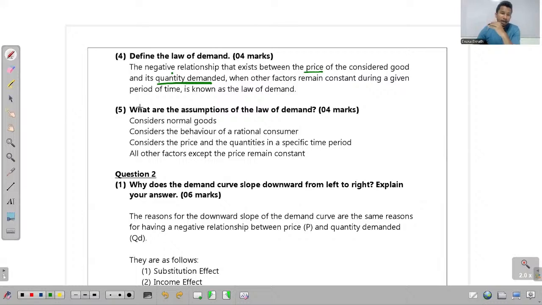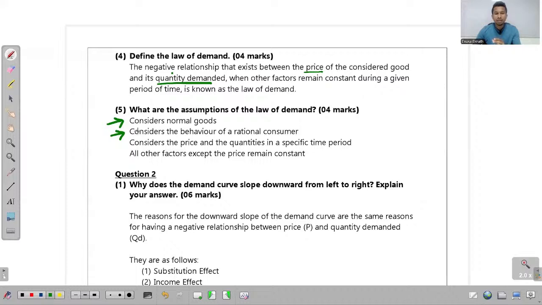And in the 5th part, I ask you to write about the assumptions that we use in law of demand. Without these assumptions, the law of demand will not be always true. But under these four assumptions, the law of demand is true. So what are the four assumptions? The first one is, when we define the law of demand, we say that we consider a normal good, not an inferior good, not a given good. No, we consider a normal good.